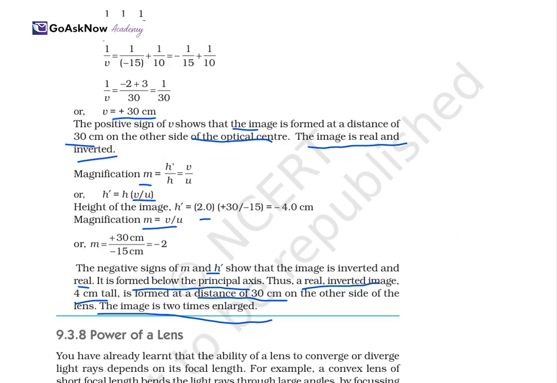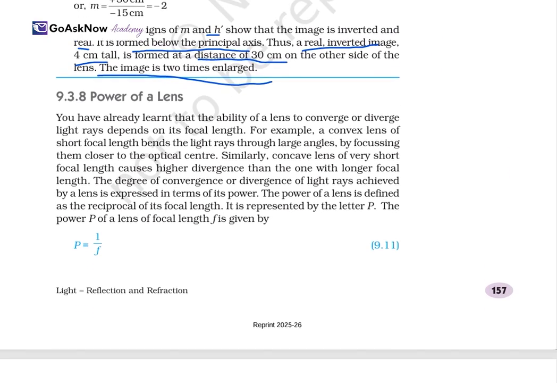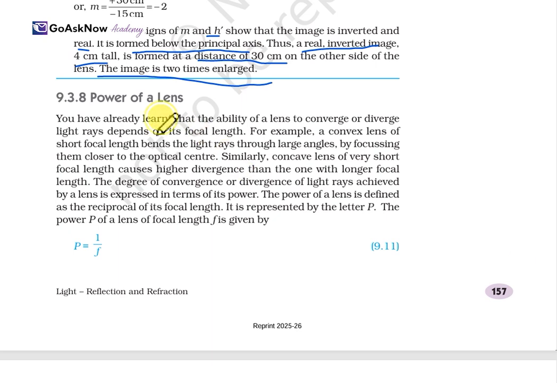Now we'll study the power of lens. What actually is the power of a lens? You have already learned that the ability of the lens to converge or diverge the light rays depends on the focal length. For example, the convex lens has a short focal length and bends the light rays through a large angle, focusing them closer to the optical center. Similarly, the concave lens with a very short focal length causes a higher divergence. So it depends on the focal length. A convex lens with a short focal length has higher convergence than one with a longer focal length.